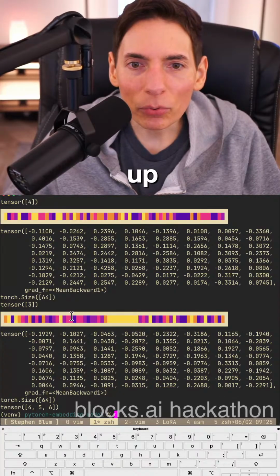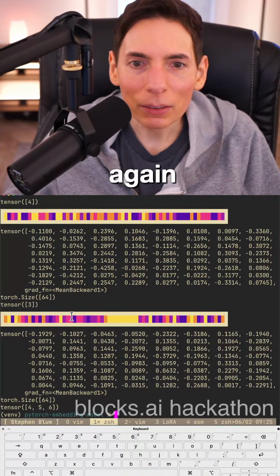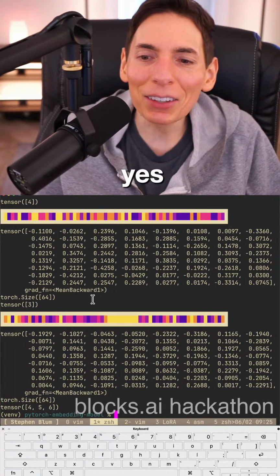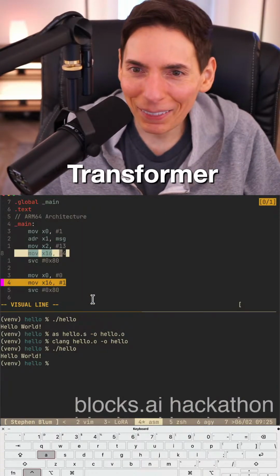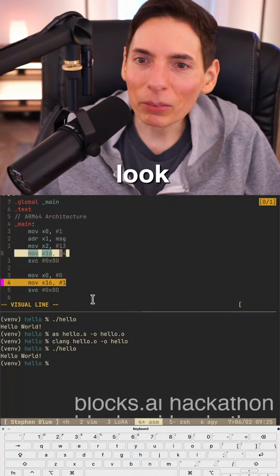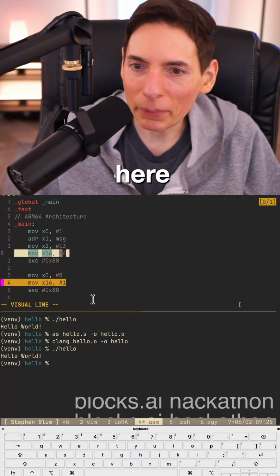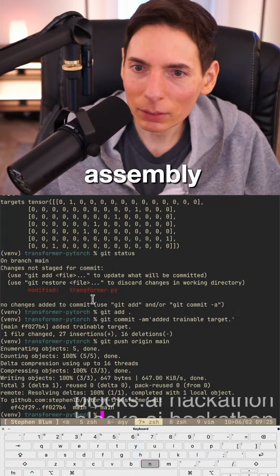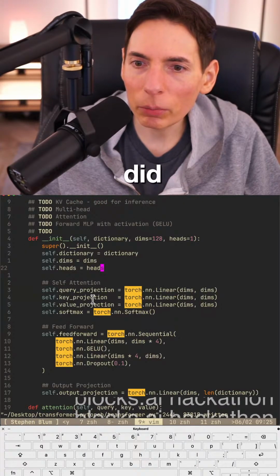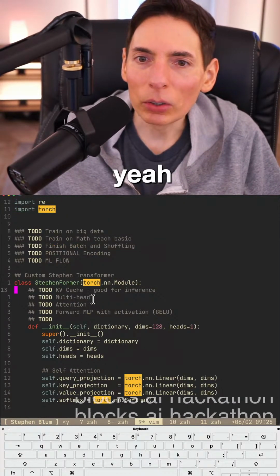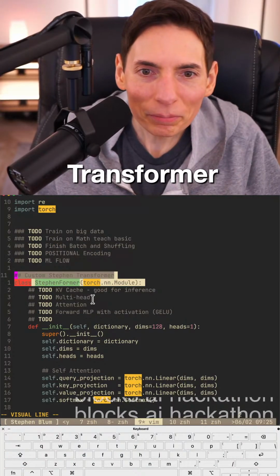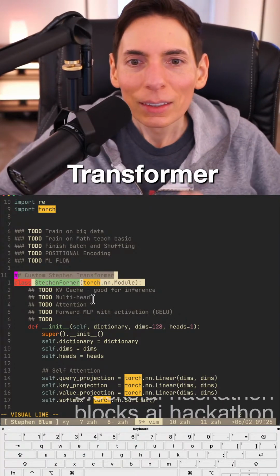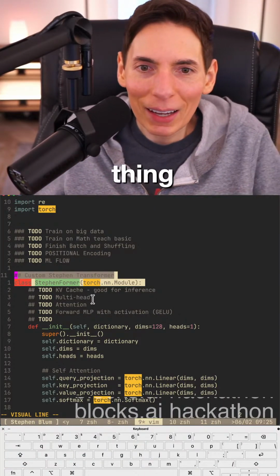Oh, and to clear up from earlier, yeah, I looked at it again, and it's called Steve Informer. Yeah, Steven Transformer. You got it. Oh, wow. Look, we still have our assembly up over here. Our hello world from assembly. Where are we at? Where did we leave? Here we go. Yeah. Called it the Steven Transformer. Do the same thing. Yeah, there we go.